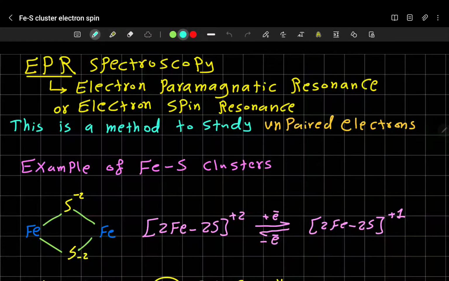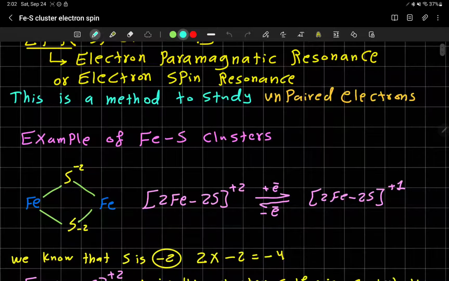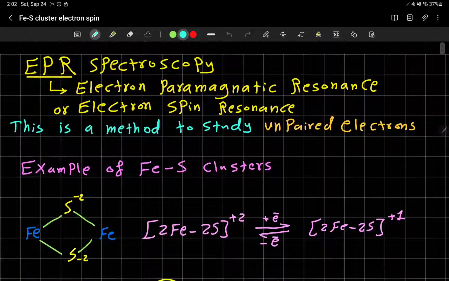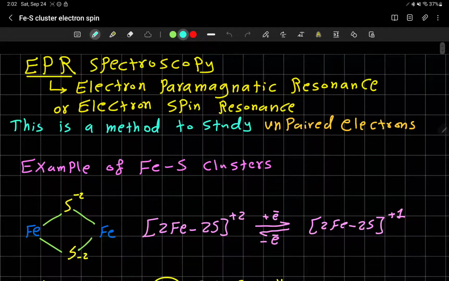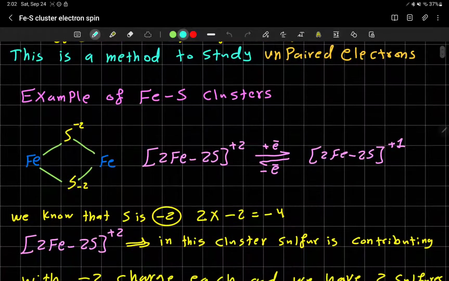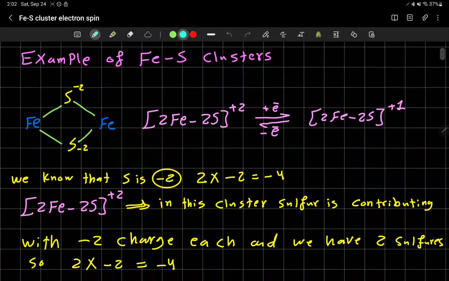I will be making this video to explain an example of iron-sulfur clusters and their electron spin calculation, and we will be doing that to explain if they are detectable in electron paramagnetic resonance, or EPR. So here we take an example of these two and we will study each case.